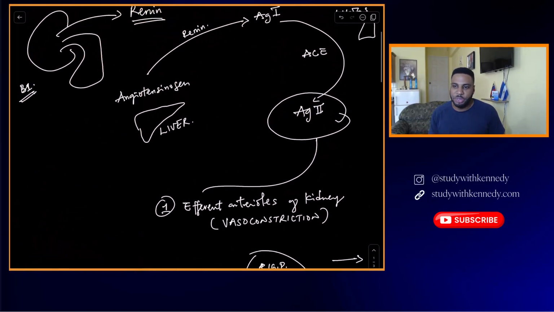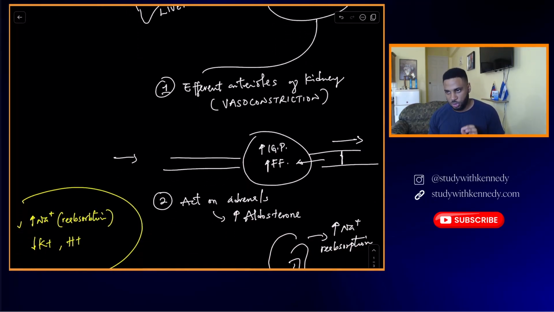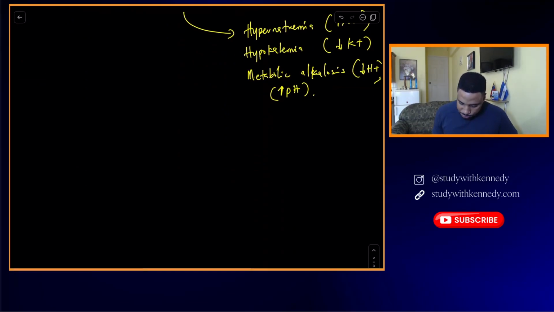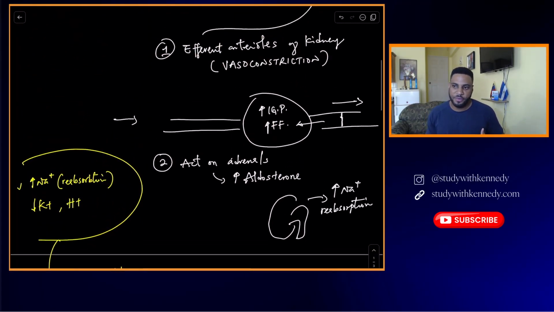So all of this is because of the effect of angiotensin 2. Angiotensin 2 acts on the efferent arterioles of the kidneys to cause vasoconstriction, increase intraglomerular pressure, and increase filtration fraction. Angiotensin 2 acts on the adrenal glands to increase aldosterone secretion. Aldosterone acts on the kidneys to reabsorb sodium. This will cause the sodium levels to come back to normal, hopefully, if they were abnormal. The third thing that happens here: if you reabsorb sodium, water will follow. You want to also remember that whenever sodium is reabsorbed, water will follow.